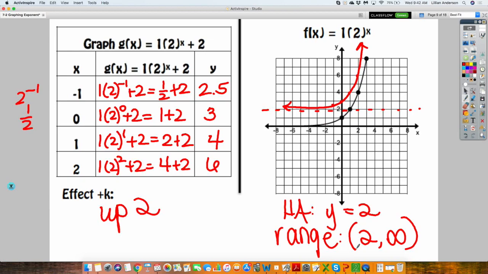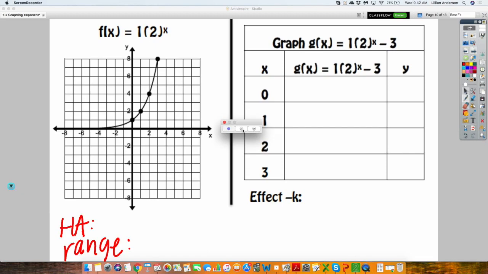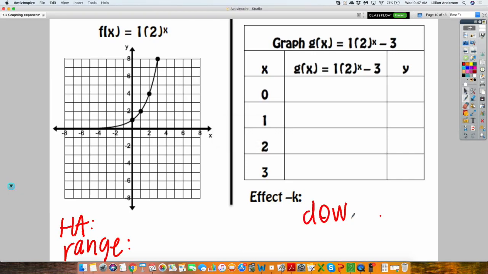Can you guys do the last one? Okay. I want you guys to do the last one. Complete the table, graph, find my horizontal asymptote and my range. Do it all. So with this particular problem, did it move up or down? Down. It moved down. That's the effect of a negative K. How many? 3. And if it moved down 3, that means the horizontal asymptote and the range were affected.